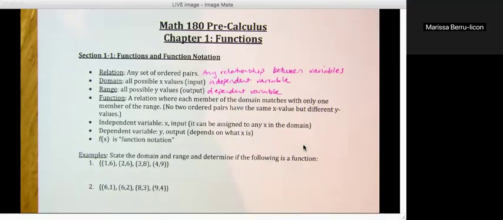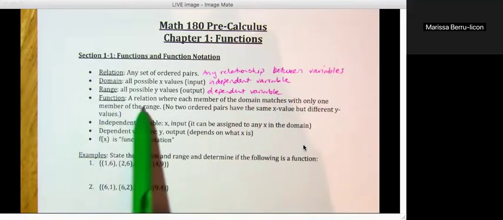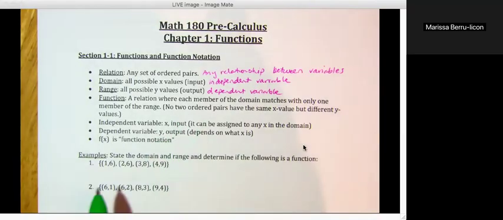And then a function is a very special type of relation. So think of relation as the broader term, and then a function is a specific type of relation where each member of the domain matches with only one member of the range. If we're thinking about ordered pairs, there's no repeated x values matching with different y values. If we're thinking about a graph, this is something that passes the vertical line test. We'll be taking a deeper look in this section at what a function means.